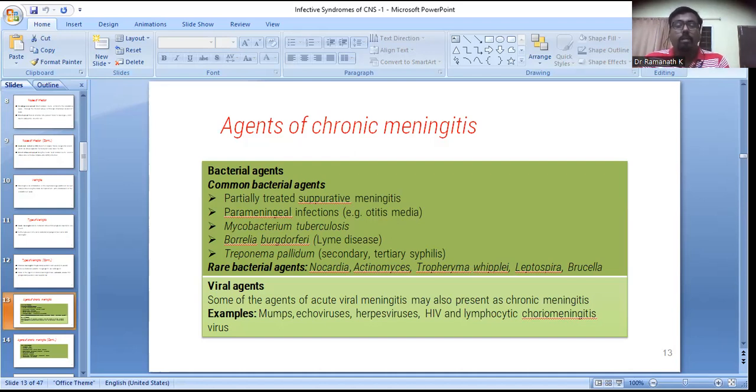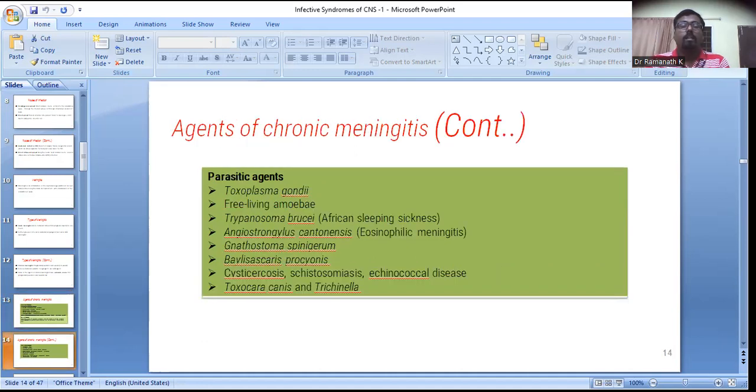The viral agents responsible in chronic meningitis include mumps virus, echovirus, herpes virus, HIV, and lymphocytic choriomeningitis virus. Parasitic agents include Toxoplasma gondii, free-living amoebae like Naegleria fowleri or Balamuthia, and Trypanosoma brucei. In some part of the pathogenesis, you can see African sleeping sickness, with involvement of the brain and meninges.